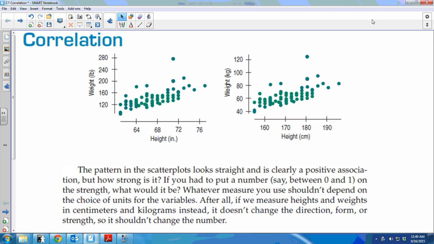Here you have two scatter plots, and you have height in inches and weight in pounds in the one on the left. Then you have height in centimeters and weight in kilograms in the one on the right. So it's important to note that when you start changing units, the direction, form, and strength really doesn't change. Okay, does that make sense? You've changed the units, but you haven't really changed the relationship between the variables. Okay, so changing units isn't going to change what we've been talking about with the association. All right.